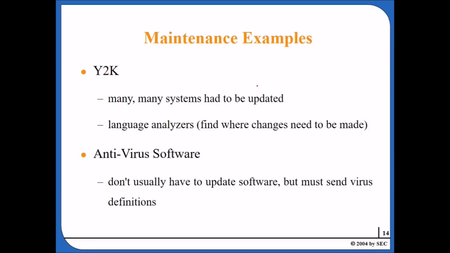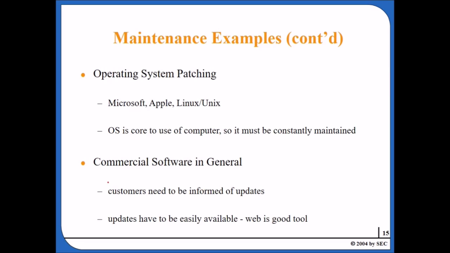For example, as a maintenance example we can take Y2K. Many systems have to be updated. It happened in the year 2000, and language analyzers, for example, find where changes need to be made. This was the Y2K problem. And antivirus software doesn't usually have to update the software, but must send virus definitions. These are ongoing activities, always.